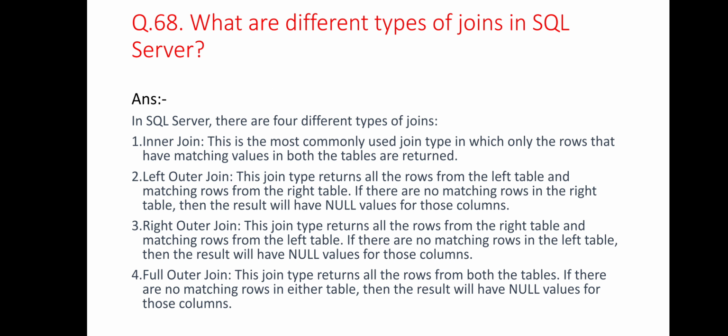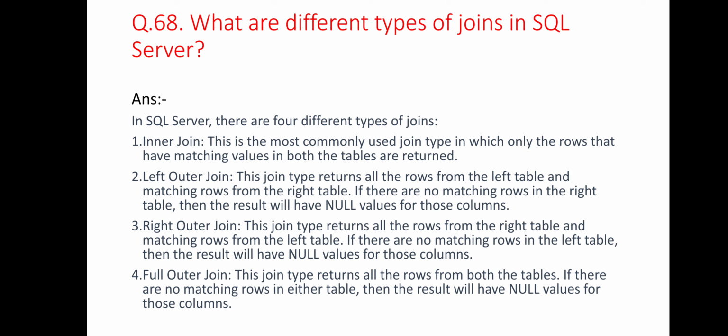What are different types of joins in SQL Server? Question number 68. In SQL Server, there are 4 different types of joins. Number 1, inner join. This is the most commonly used join type in which only the rows that have matching values in both tables are returned. Left outer join returns all the rows from the left table and matching rows from the right table. If there are no matching rows in the right table, then the result will have null values for those columns.